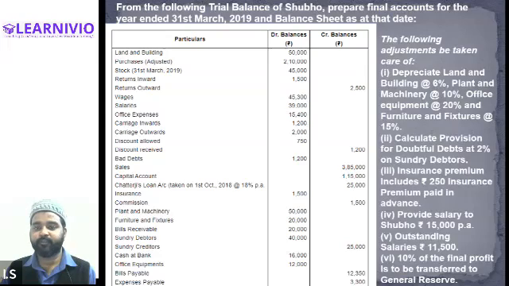So from 50,000, we will reduce 3,000 for depreciation. 6% of 50,000 is 3,000, and this should be reduced from land and building. Then we will post it in the balance sheet, and finally, the same amount of depreciation will be carried to the profit and loss account. Now, after that, we have the second item, purchase adjusted.